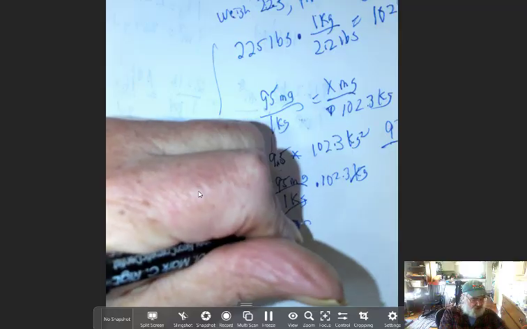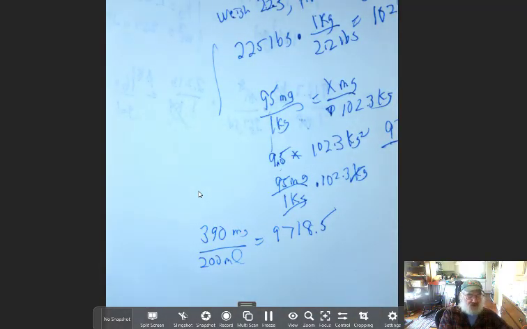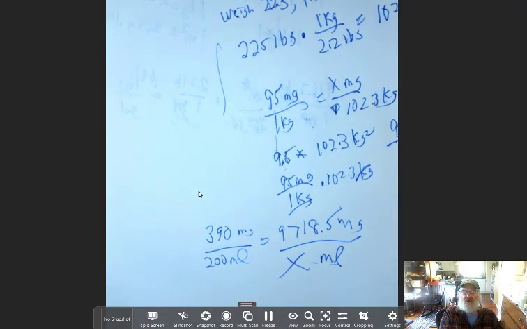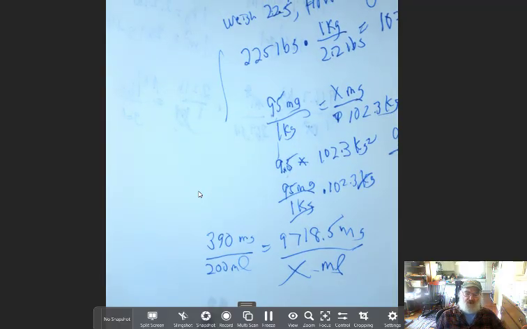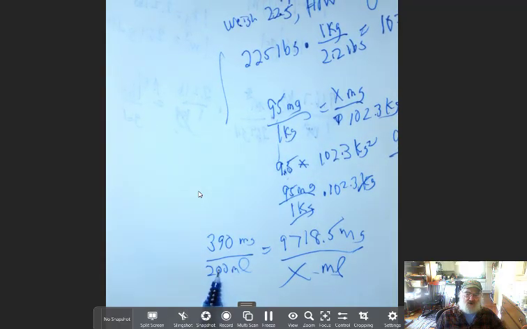So therefore, if I need 9718.5 milligrams, how many milliliters do I need to administer? So this is just a simple cross multiply and divide. 200 times 9718.5 divided by 390, right? Hopefully by now you can follow that.